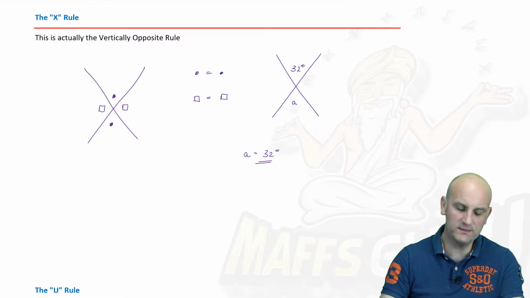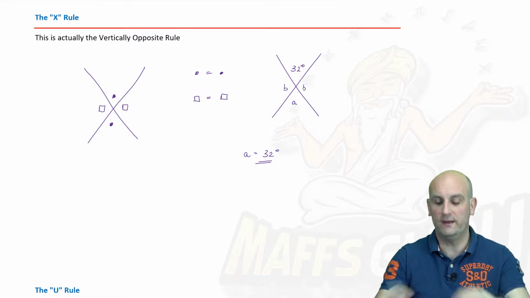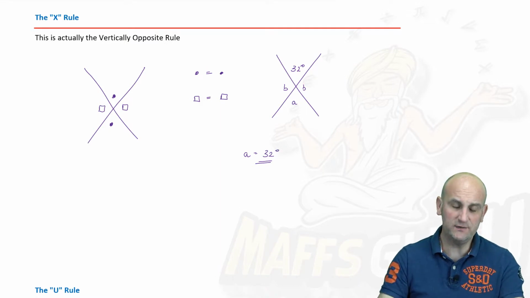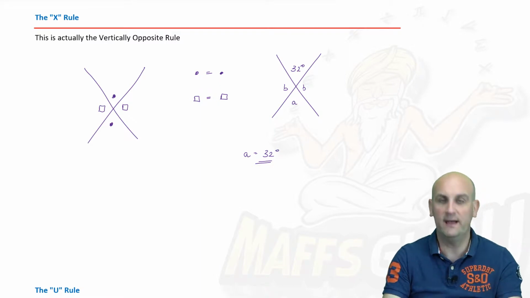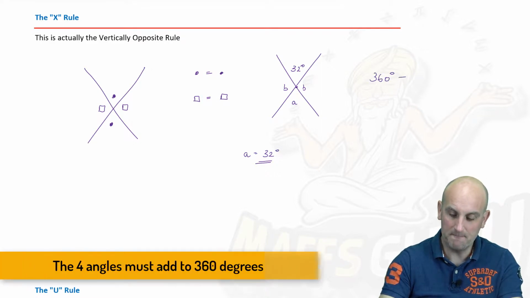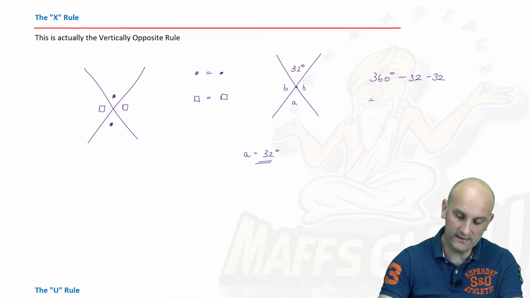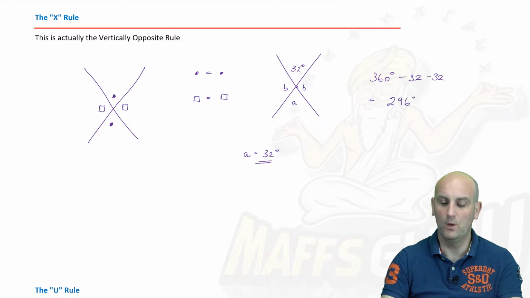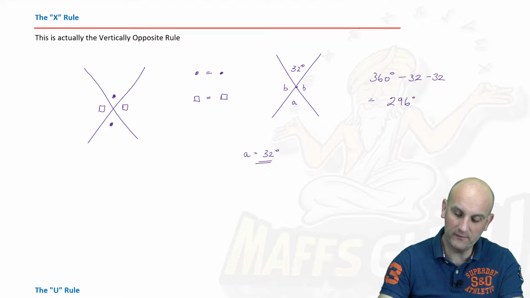But I suppose the question I'm going to ask you is, can I now find the angle B and B? Well, there are 2 ways of doing this. First things first is to know that angles all the way around a point, and this thing here is a point, add up to 360 degrees. And so I could turn around and say, well, 360 degrees minus 32 will give me 296 degrees. Well, that's the size of both B and B added together. So I would then need to divide that by 2, which would give me 148 degrees.